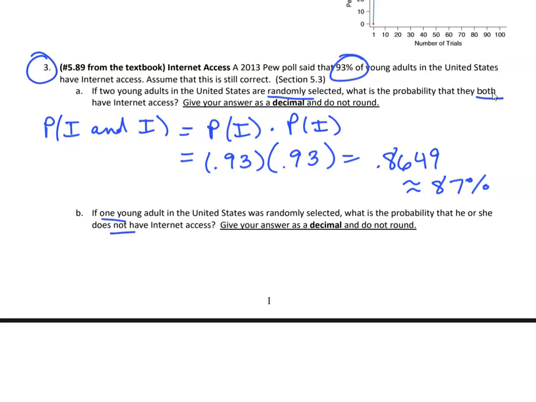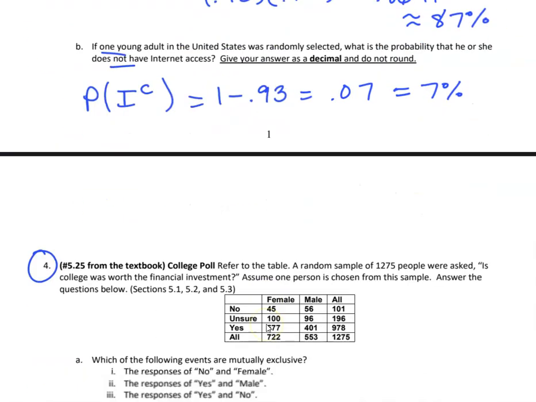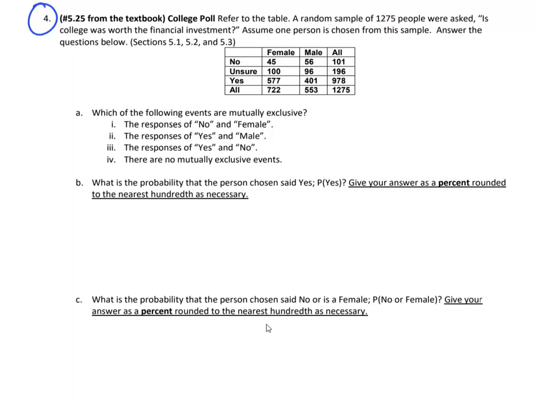So just one adult. So the not would be the complement. The complement would be the probability if somebody does have internet. The complement would be the probability that somebody does not have internet. So the probability that they do not have internet, I think we used a little C notation there for the complement, would be 1 minus the probability that they do have internet access, which means it would be 0.07 or about a 7% chance.